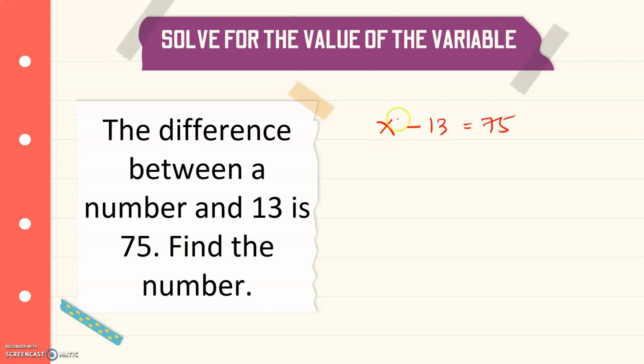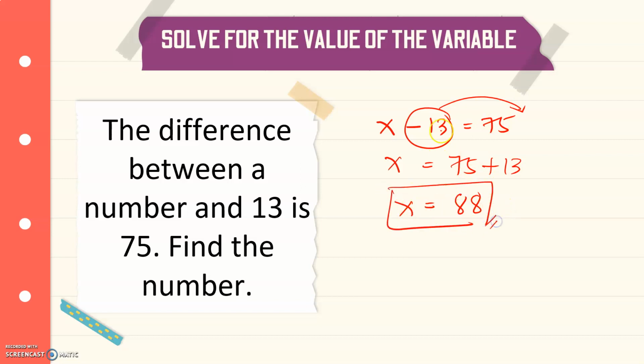So again, for us to find the value of x, we have to do transposition. So we'll have x equals, this will be transposed to the other side. So we'll have 75 plus 13. Therefore, x is equal to 88. Okay. Again, to check if your answer is correct, you just have to substitute this value to our original equation.